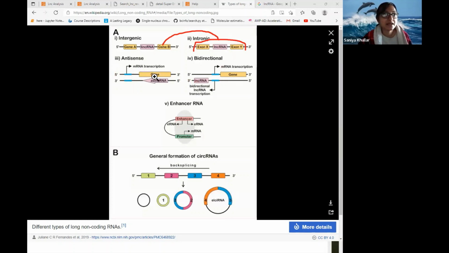This is antisense long non-coding RNA. So if transcription of the gene, by transcription factors and RNA polymerase II, is going in the 5' to 3' direction of the DNA, then this antisense lncRNA, AS lncRNA, would be going in the other direction. And then this is bidirectional lncRNA, so transcription is going in both directions. We can also have an enhancer RNA, eRNA, that's long non-coding RNA. We can have circular RNAs. So there's quite a bit of different types of RNAs available out there.